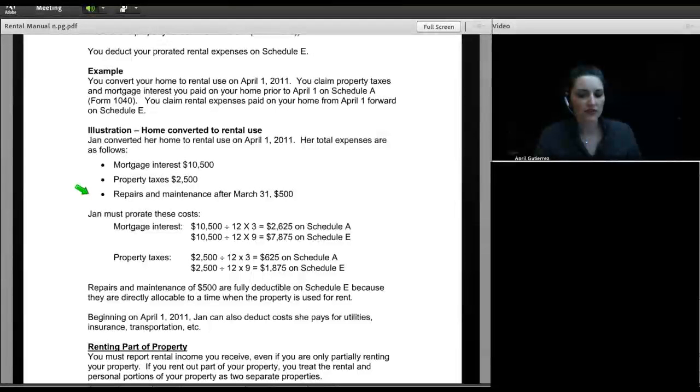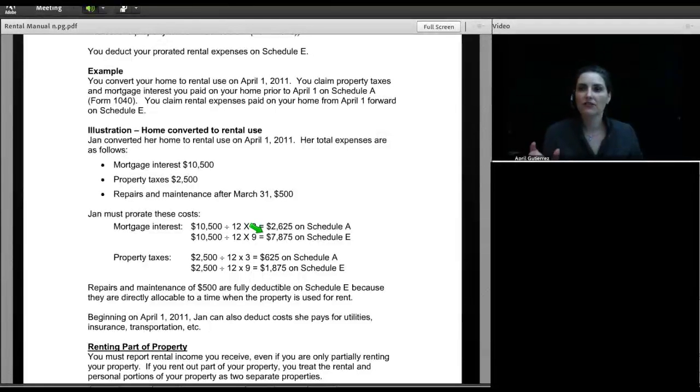She takes the interest that was $10,500, divides that by the number of months in the year, which is 12, and then multiplies that by the number of months that she lived in the home, which was 3. That means that $2,625 of mortgage interest would be entered on her Schedule A. She then takes the $10,500 interest amount, divides that by 12 multiplied by 9, to get $7,875, and that is the amount of mortgage interest she would enter on her Schedule E.